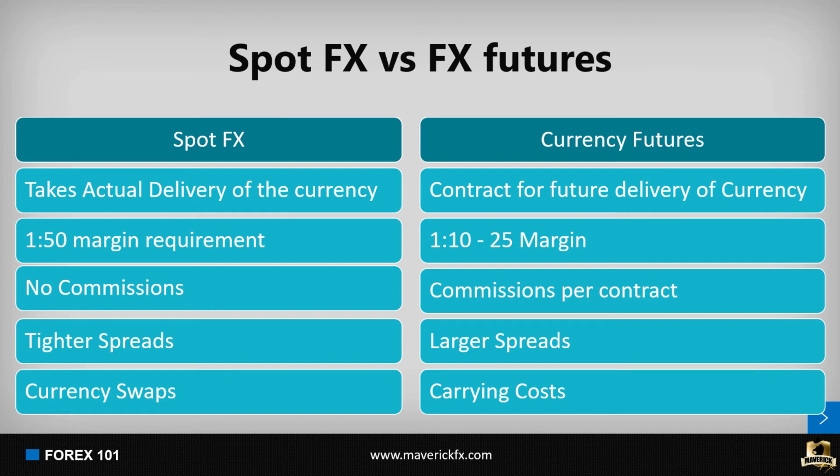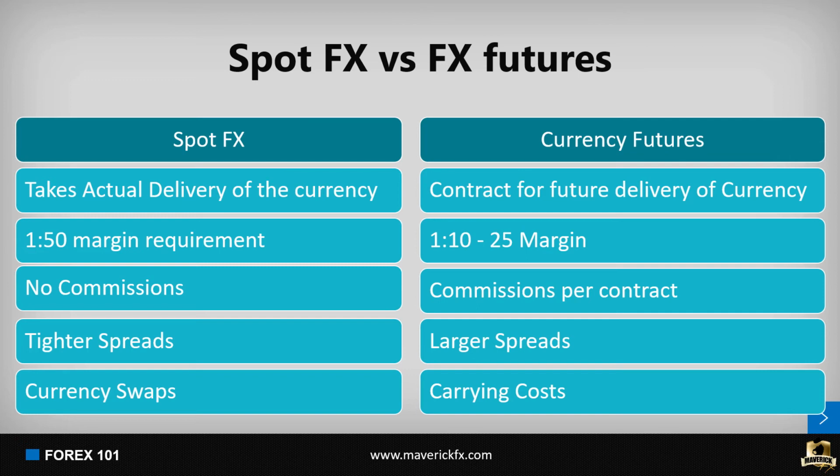So let's put up a little side by side here. On the left, we got spot FX. Now, spot FX is what we trade. It's what we think is the best way to trade. Again, you have actual delivery. When you make the trade, it's actual delivery. You own the currency right at that point. You have better margin requirements. You have no commissions. You have tighter spreads. And you do have to handle the currency swaps. So again, currency swap is if you hold it over 5 p.m. Eastern Standard Time, based on the currency, you're either going to get charged for holding that currency, or you're actually going to get a credit for holding that currency based on the interest rate differential.